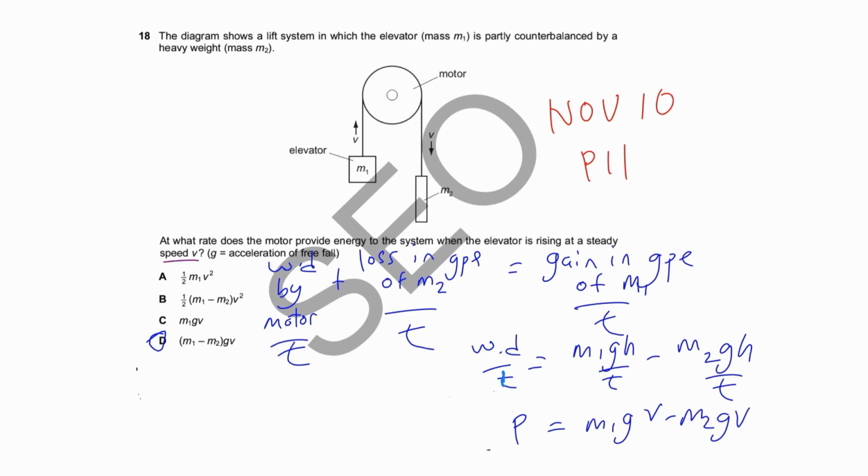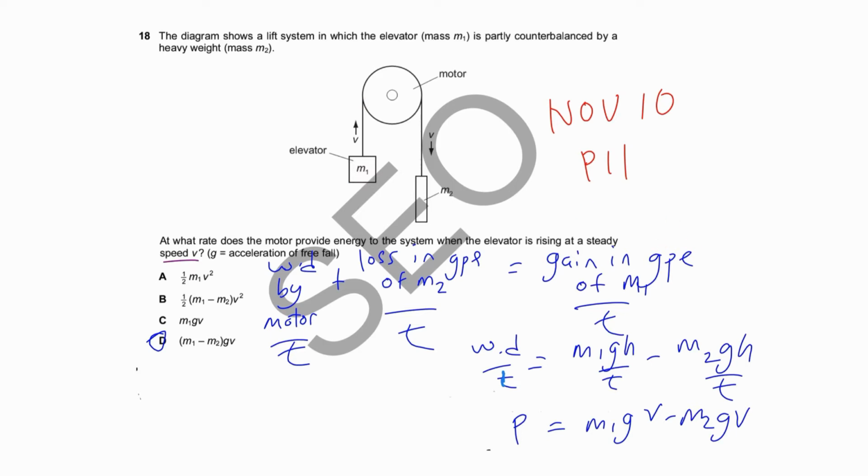So in this question, what we have is a lift system whereby the elevator, which is this, is partly counterbalanced by the heavy mass. So at what rate does the motor provide energy to the system when the elevator is rising at steady speed? So what we have to do here, again, we can use the conservation of energy like previously. What energy is lost will become what energy is gained. So in this case, this mass M2 is obviously going down, so it will definitely lose GPE. And this mass is obviously going up, so it's gaining GPE.